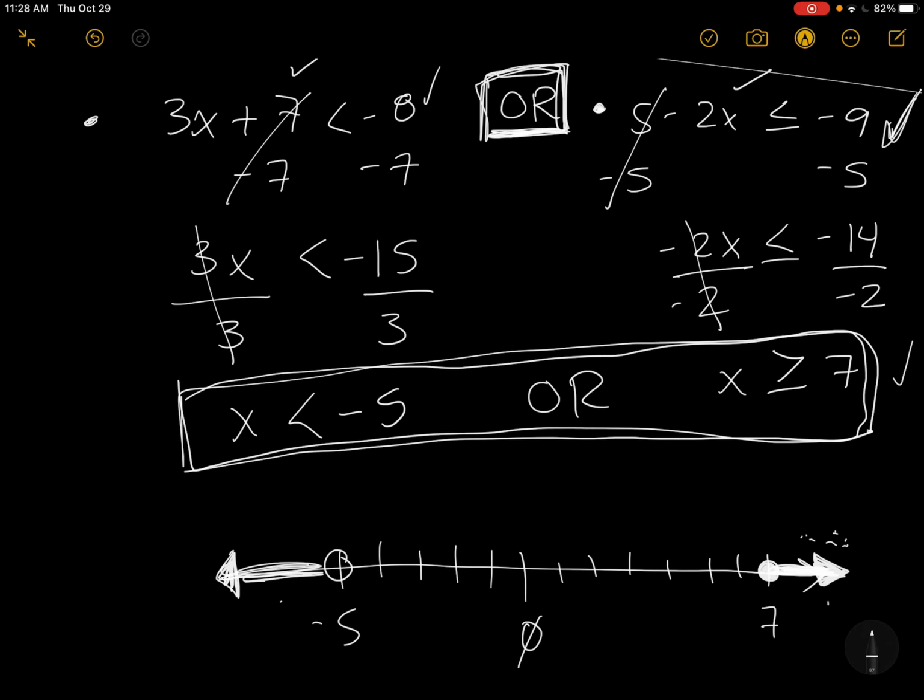Okay, so that's everything with inequalities.